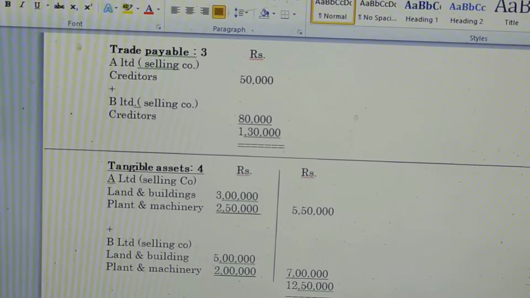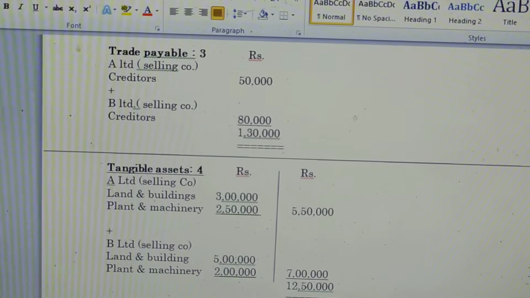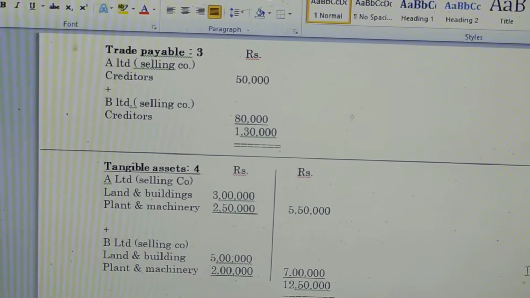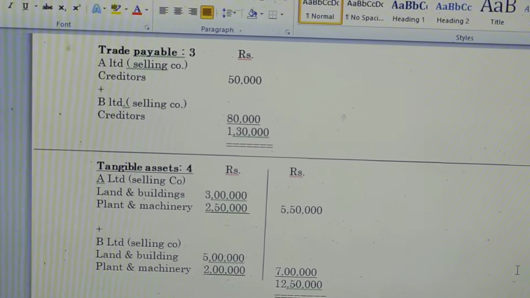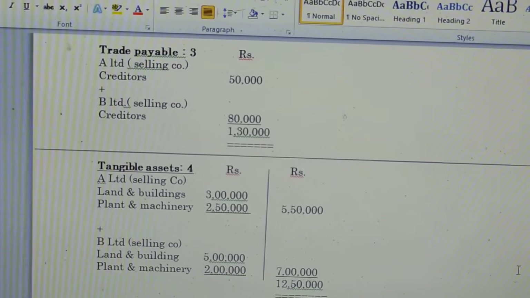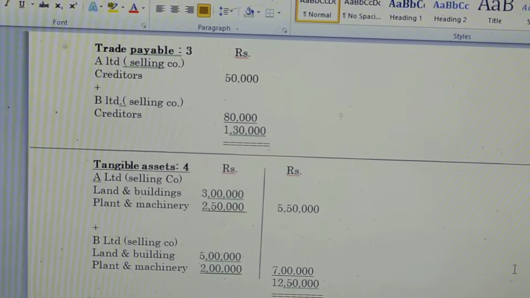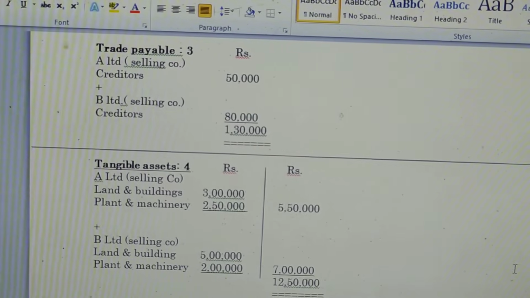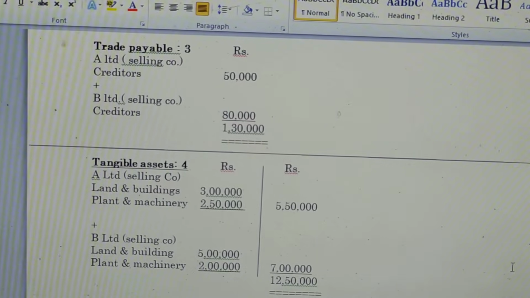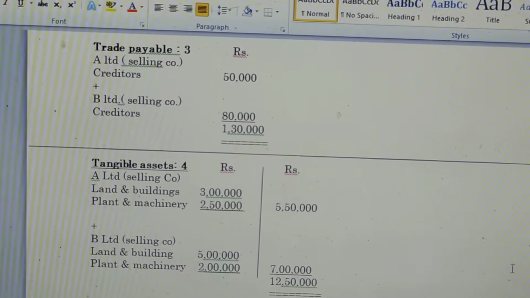And note number 3 is trade payable. Under the trade payable, we have to mention creditors for A Limited, the amount is rupees 50,000, and creditors for B Limited, the amount is rupees 80,000. The total amount is 1,30,000. That is note number 3 total.